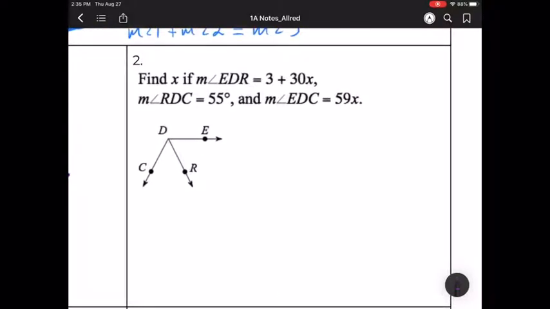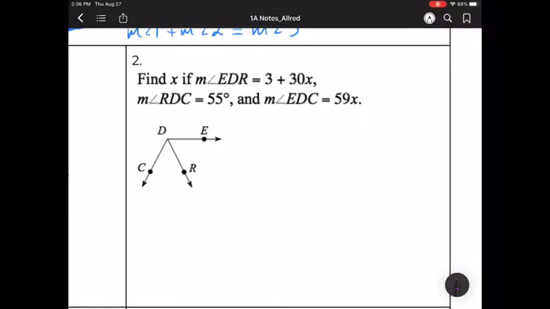Number 2, this time they want us to find x, finding the value of x. Anytime it says find x, it means solve for a value, a number, answer for x. What does x equal that would make the situation true? As we look at this, we're using the measure of angle EDR, so I'm going to trace that, EDR. That value is the expression 3 plus 30x. And we're going to use these expressions quite a bit. These algebraic expressions involving numbers and variables are going to start replacing just actual numbers.